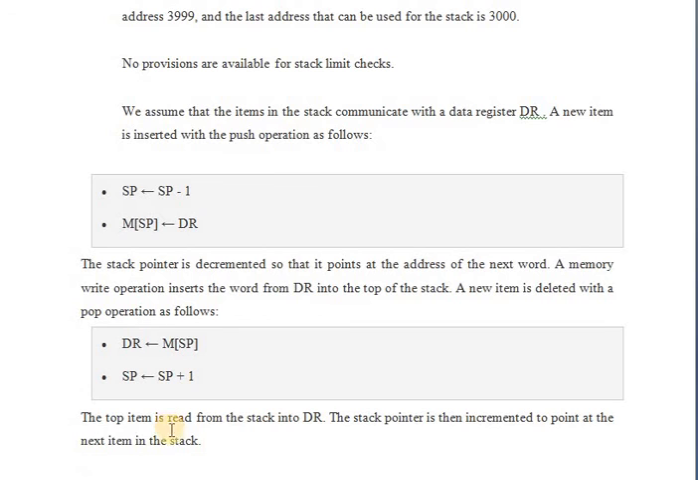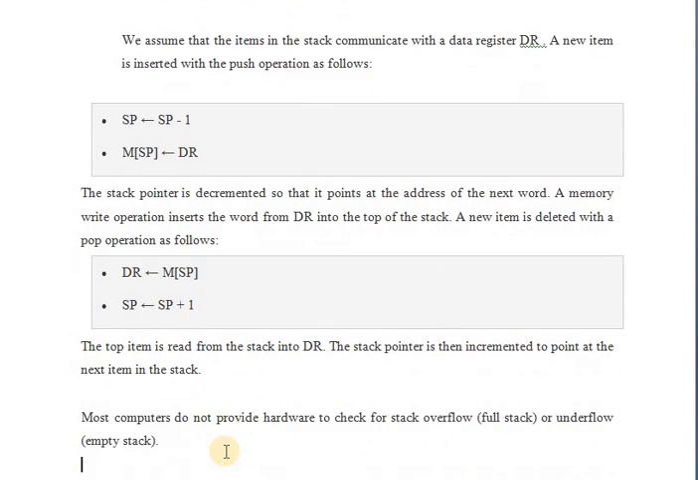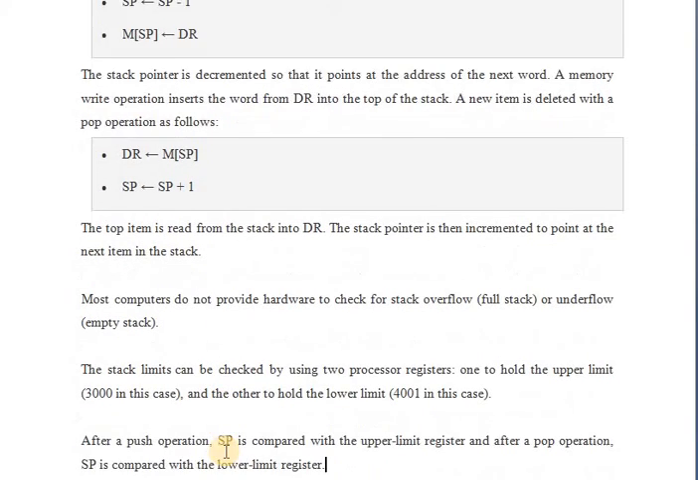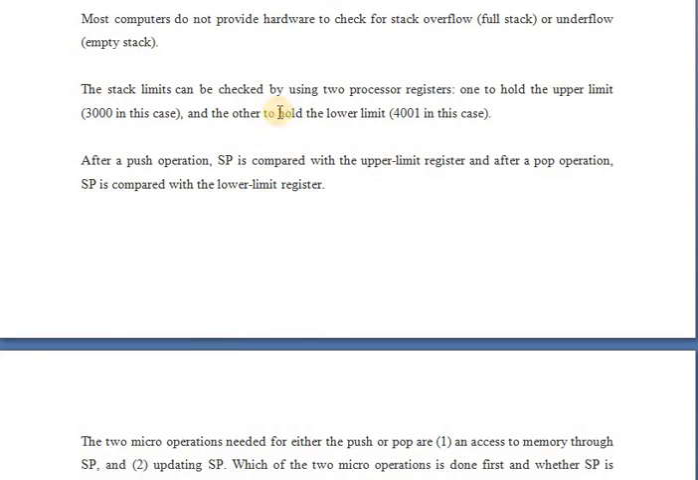The top item is read from the stack into the data register. The stack pointer is then incremented to point to the next item in the stack. Most computers do not provide hardware to check for stack overflow and underflow. The stack limits can be checked by using two processor registers, one to hold the upper limit, 3000 in this case, and the other to hold the lower limit, 4000 in this case.